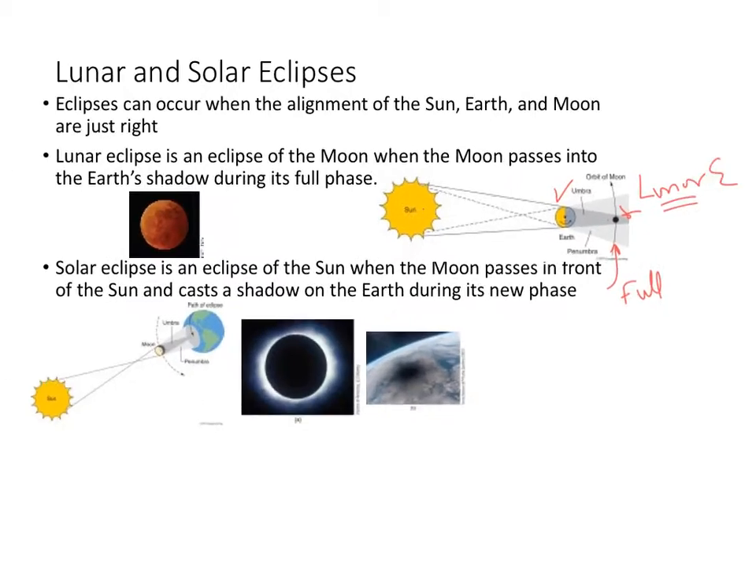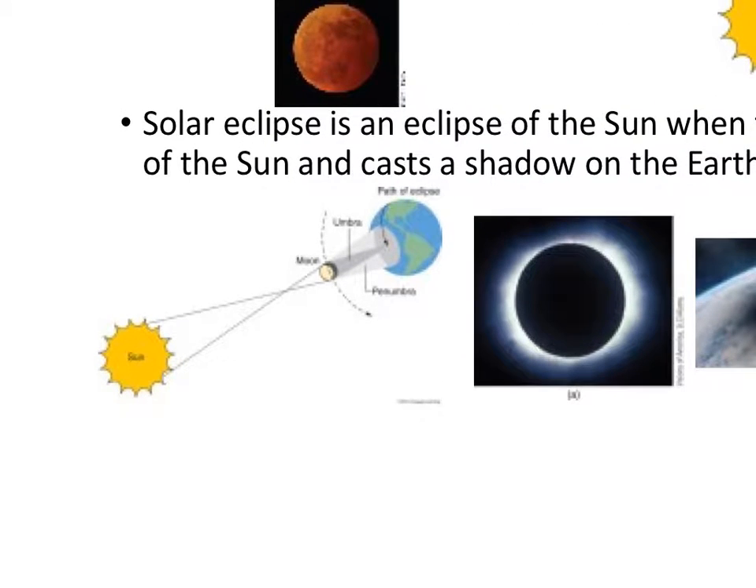Okay, so solar eclipses, the sun is being blocked out. So here the sun is being blocked out by the moon. And it has to be just right. The moon can block out the sun, and this will always happen during a new lunar phase.